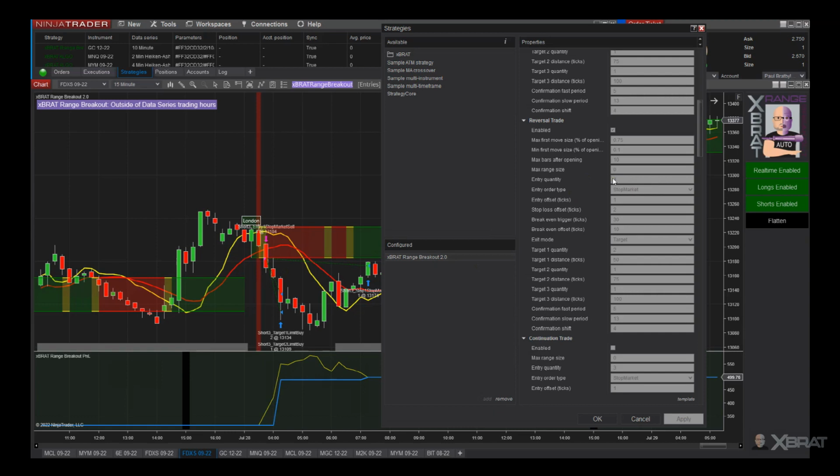So we've got quantity 4, the order type, stop market, entry offset, so we want to go 1 tick, in this case below the opening range.